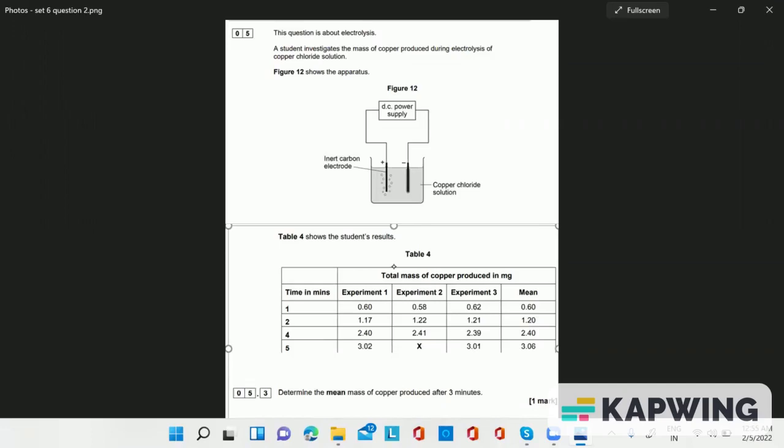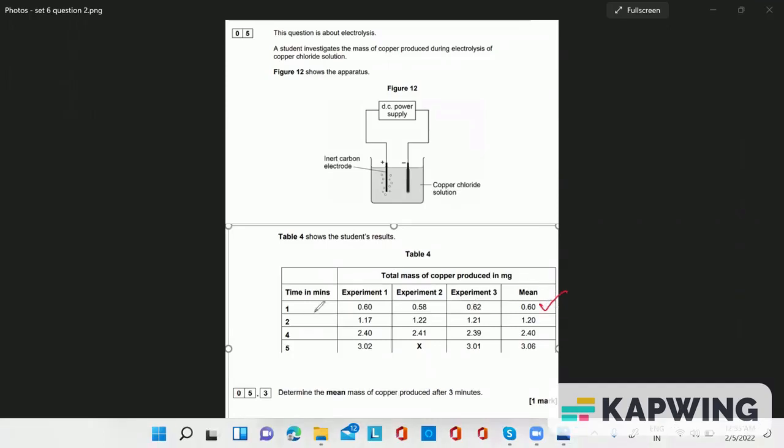Here, we are getting a solid mass of copper. The student has shown the following results in the form of a table. Time in minutes is given on the extreme left, and it also shows the mean copper produced after 1 minute from experiments 1, 2 and 3, which is 0.6. After 2 minutes, the mean from experiments 1, 2 and 3 is 1.2.